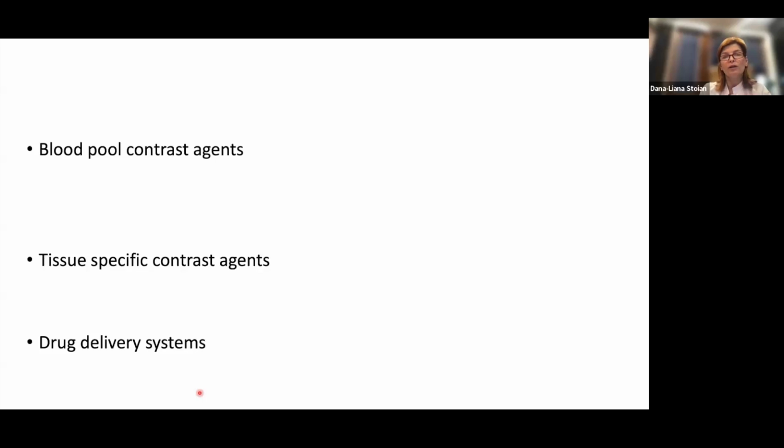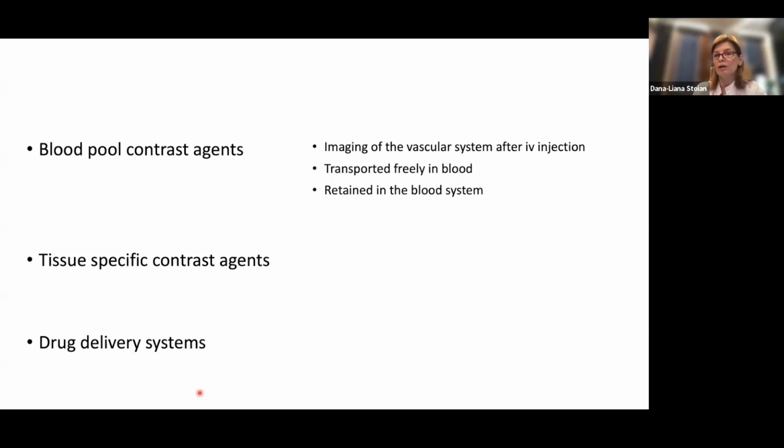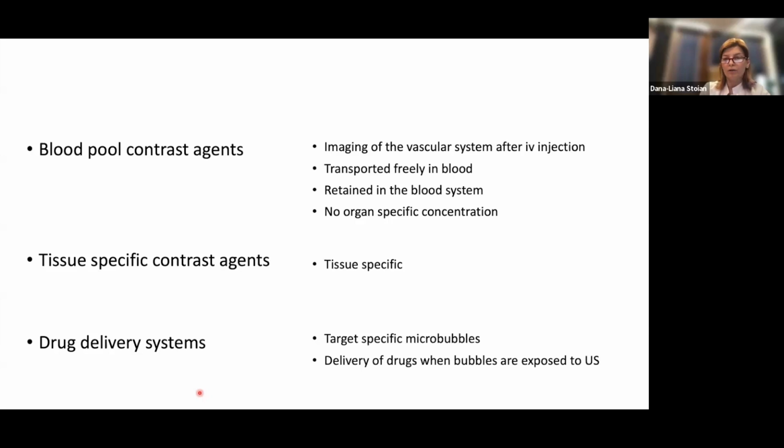Currently, different types of contrast agents are proposed. One is for imaging only: vascular system imaging after IV injection. It's freely transported in the blood, it is retained in the blood system, and it is not organ specific. Whenever you turn the transducer on, you will get to see the contrast. There are also some specific proposed tissue contrast agents, which, from the research point of view, are aimed to target and deliver specific medication through the bubbles to target organs. But this is about research.